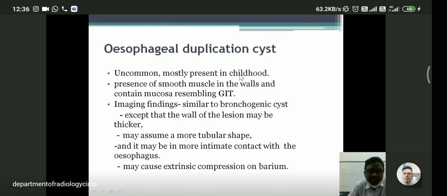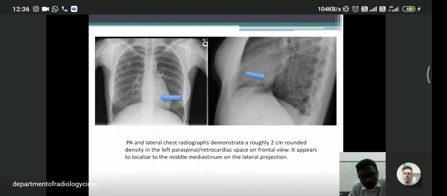Next, the esophageal duplication cyst that is present in the middle mediastinum. In this X-ray PA view, if we focus, we can see there is a well-defined mass noted in the retrocardiac region, or we can say paravertebral or paraspinal region. On the lateral projection, we can see this also here. So this was the case of the esophageal duplication cyst.